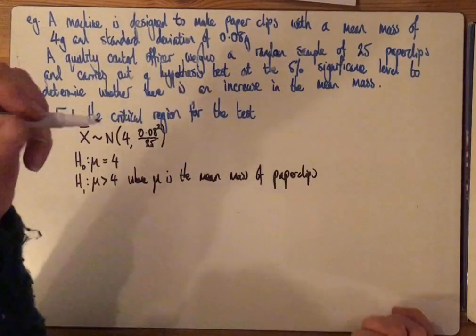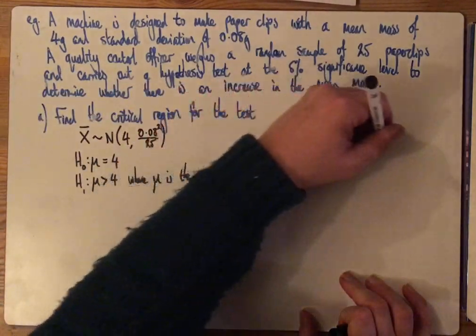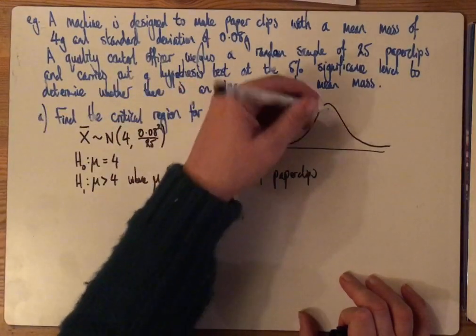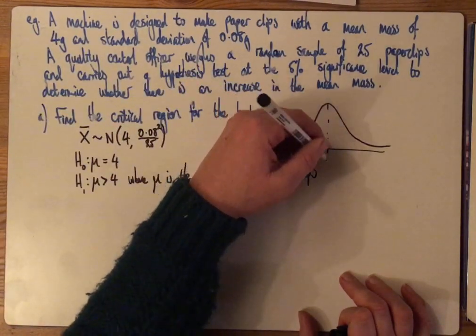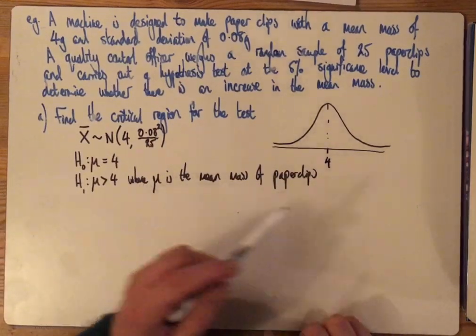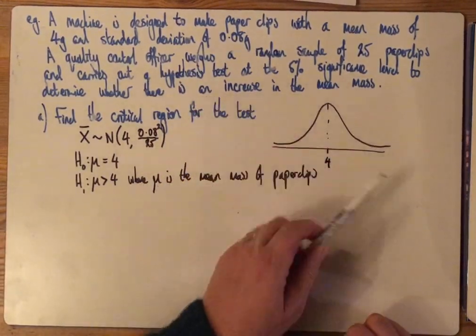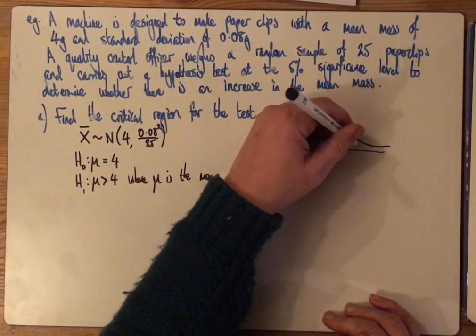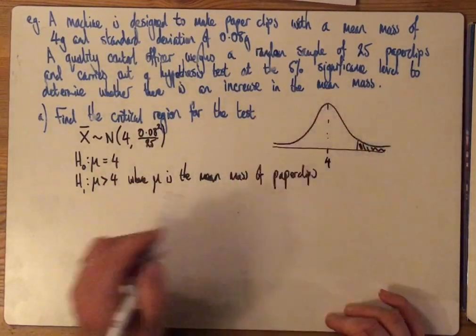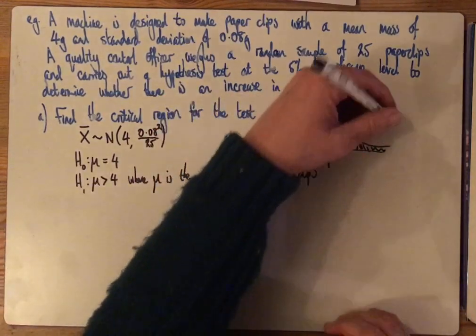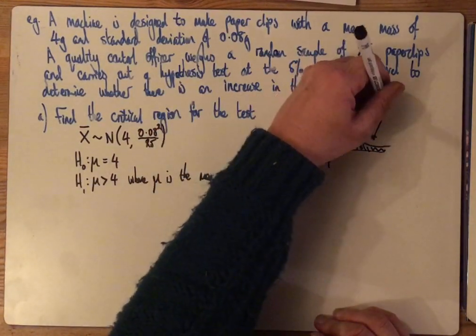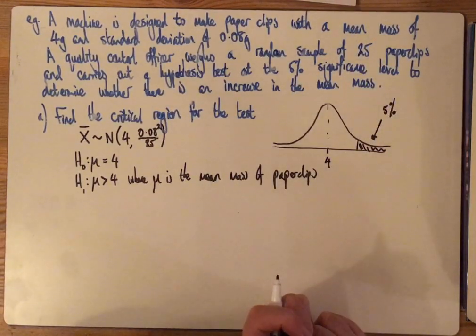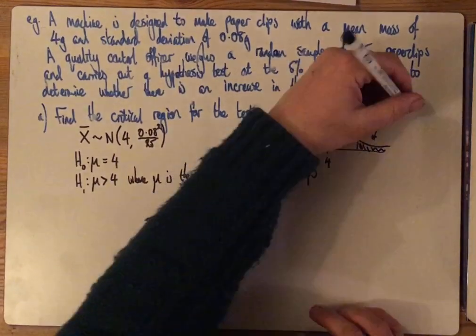And so for this one, if I draw a quick sketch, we have the mean at 4. We're looking to see whether there's an increase, so we're looking over this way. The critical region is going to be this region here. It's a 5% significance level, so we're looking at that being 5%, or having an area of 0.05.